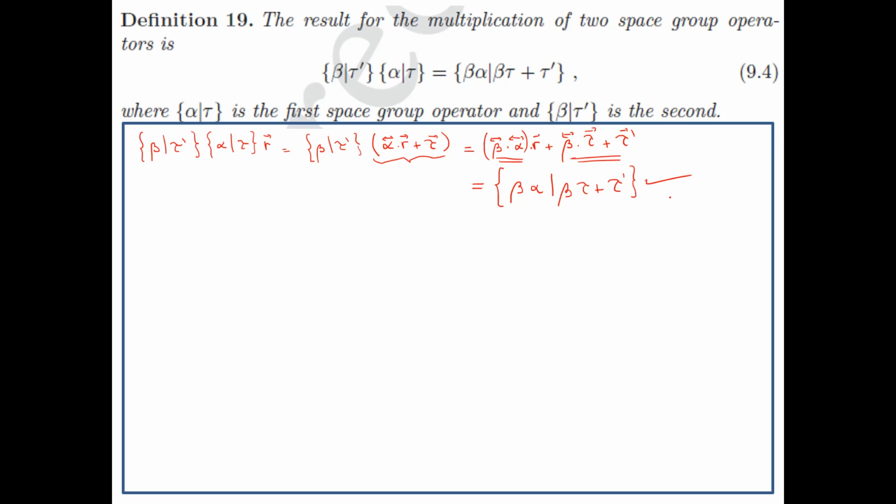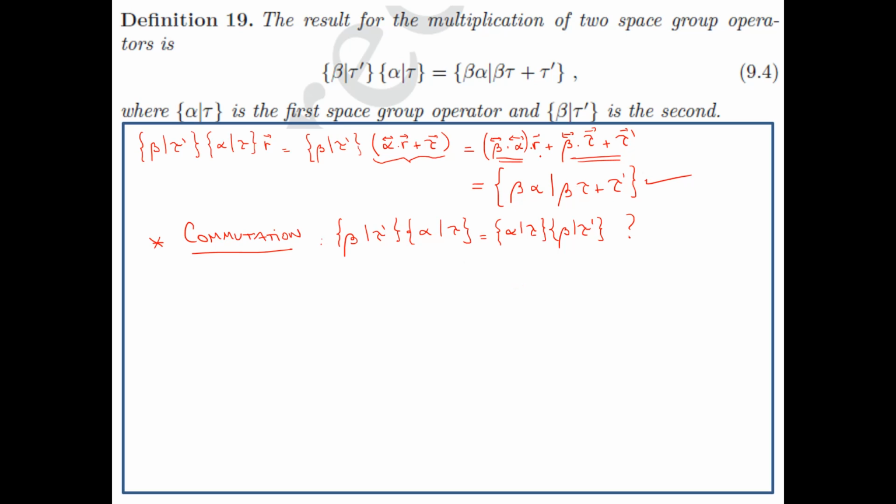So this is a multiplication rule for space group operations. Let's see if they in general commute. We're gonna see that in general they do not commute. So let's investigate commutation. Commutation would require that beta tau prime times alpha tau is equal to alpha tau times beta tau prime. So is it true?